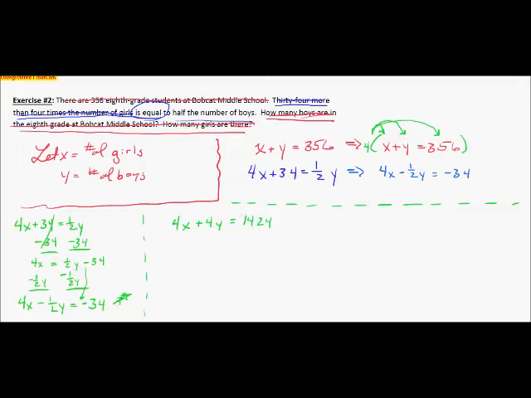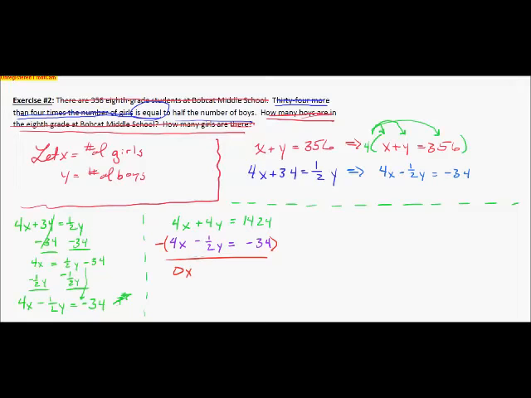And I can copy down my second equation here. That's not going to change. That's going to be right here. Minus 1/2 y equals negative 34. Okay, and I'm going to subtract these two equations. So let me put my subtraction sign in. And I'm going to take 4x minus 4x and I'm going to get 0x. That's going to be my new equation down here.